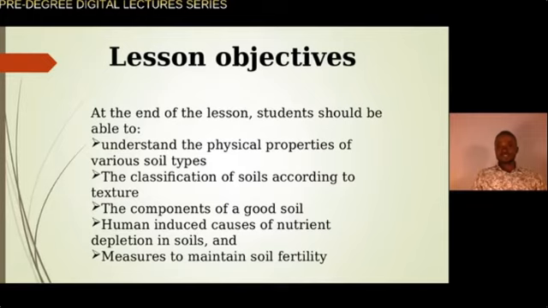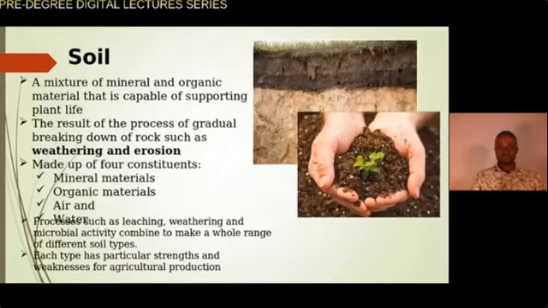Lesson objectives. At the end of the lesson, as a student, you should be able to understand the physical properties of the various soil types, the classification of soils according to their textures, the components of a good soil, the human-induced causes of nutrient depletion in soil, and the measures to maintain soil fertility.